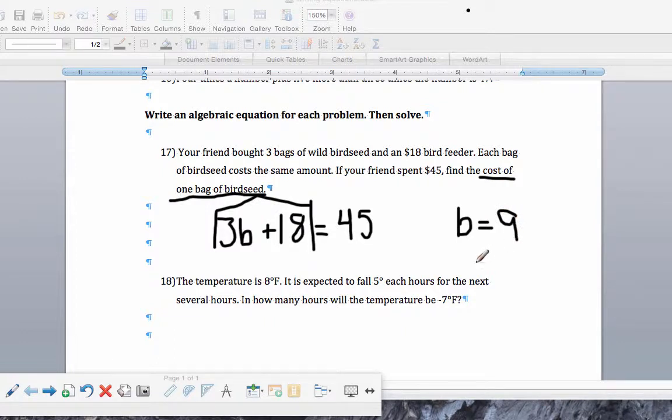And if I want to check my work, I could say, all right, well, if I buy 3 bags of birdseed at $9 each, that's 27. 27 plus 18 will get me up to my 45. Let's look at another example.